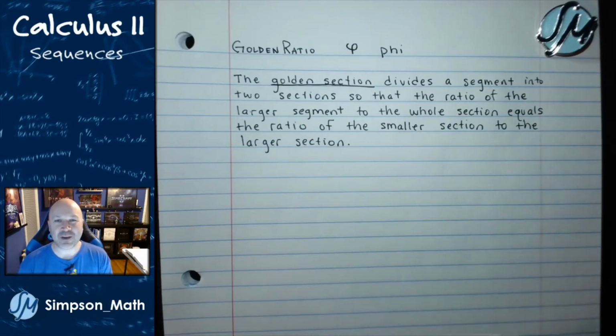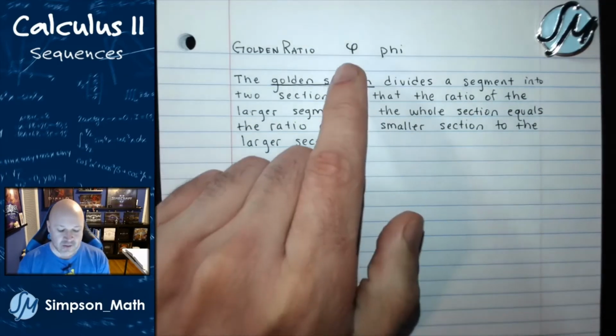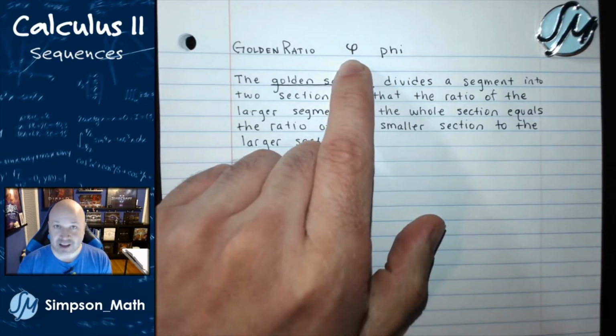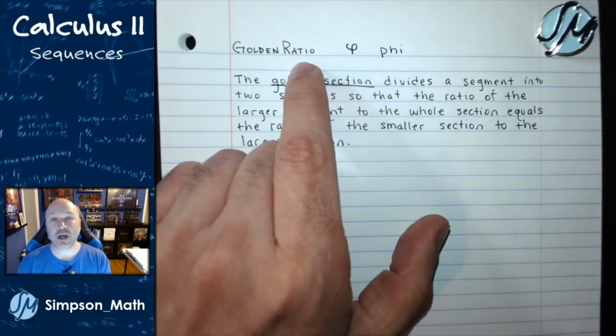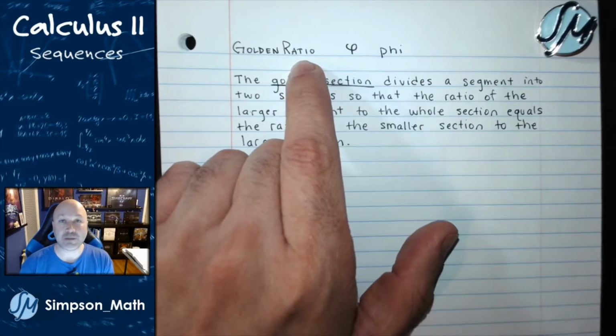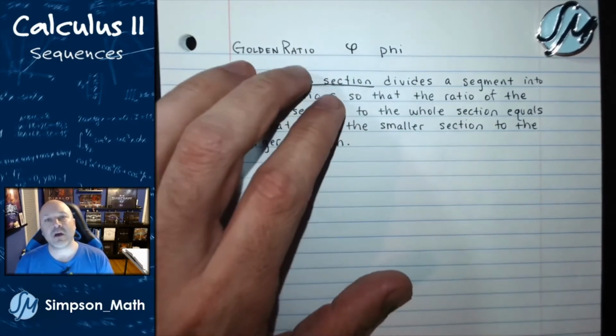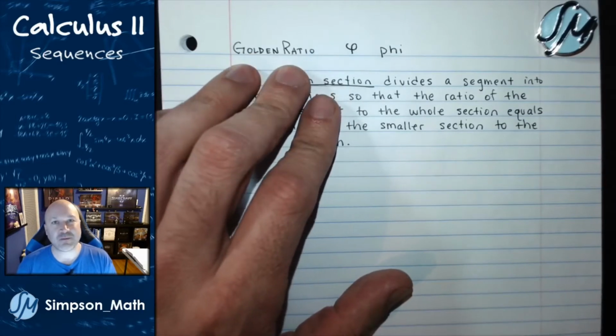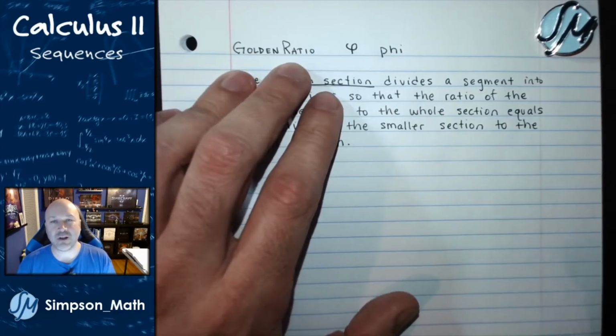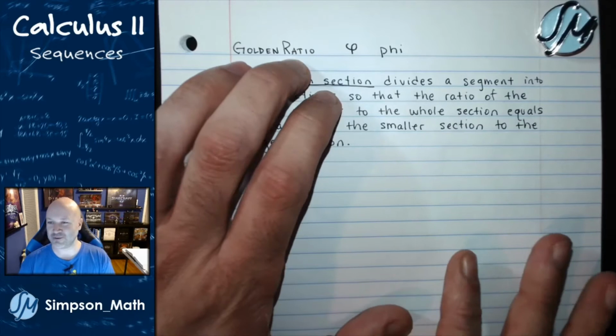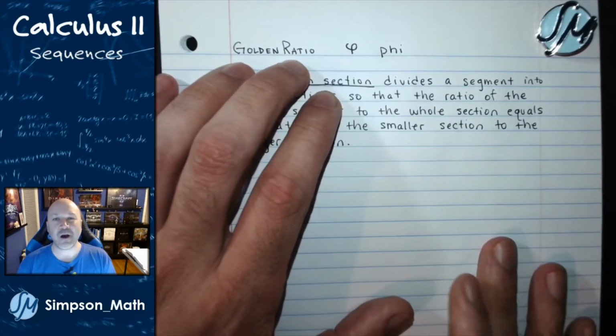Next, I'd like to talk about the golden ratio. That's the Greek letter phi. The golden ratio is a lot like pi. It's an irrational number. And there's so much I could talk about with the golden ratio. I would love to just have a whole video series on this thing.